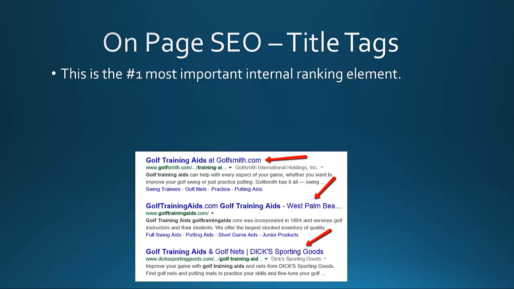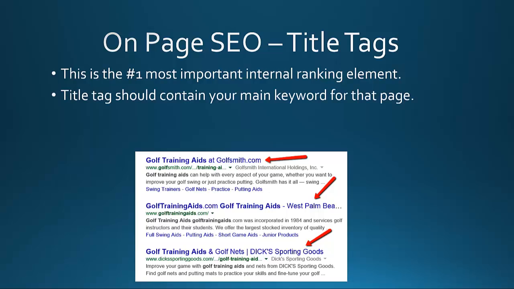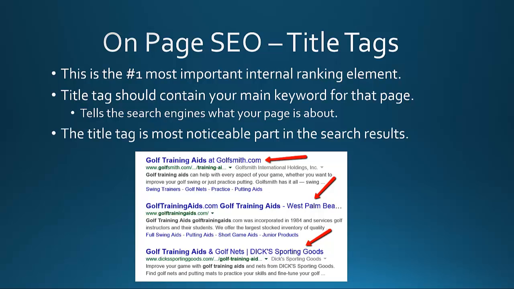If you are looking at your competition, you're going to find this, that they are actually using title tags, especially all the top 10 websites, the top 10 search results on the first page of Google. Title tags should contain your main keyword for that page. Each page should have a unique title tag. The title tag tells the search engines what your page is about. So it tells Google, tells Bing, it tells those search engines what your page is about.